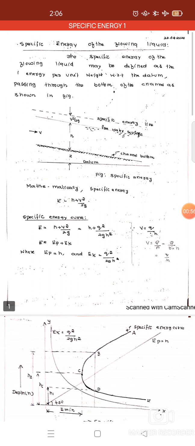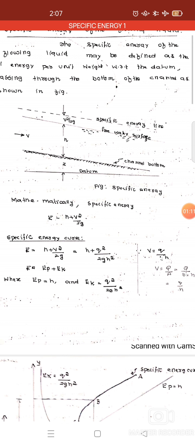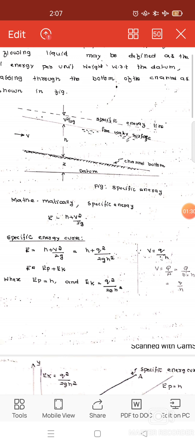We can see here there is an open channel flow, with water flowing, and the channel is inclined. The water flows due to the gravitational force. Let us see how the height is measured. Where we have the datum line, or the baseline, the height from there to the bottom of the channel is measured as z. That is the datum head, the height between the bottom of the channel and the baseline, represented as z.